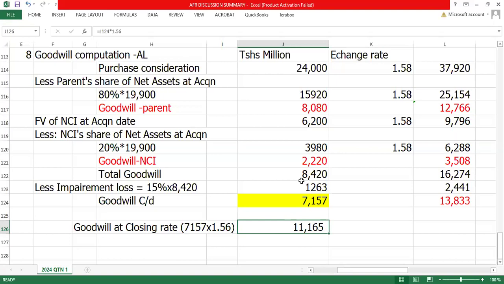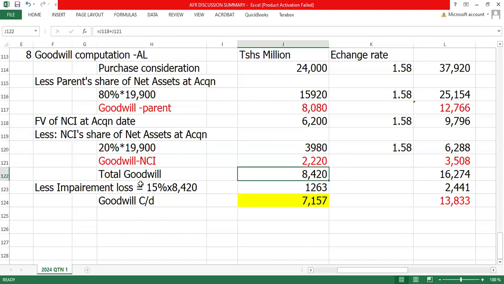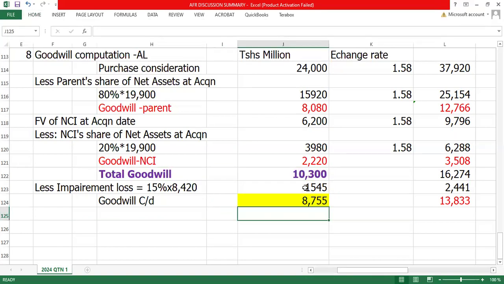Now, what does this one mean? But how did we get this, the 7157? If you get the goodwill of the parent plus this one, I think you get this. Just a second. We made an error. 8080 plus 2220. Yeah, 10,300.